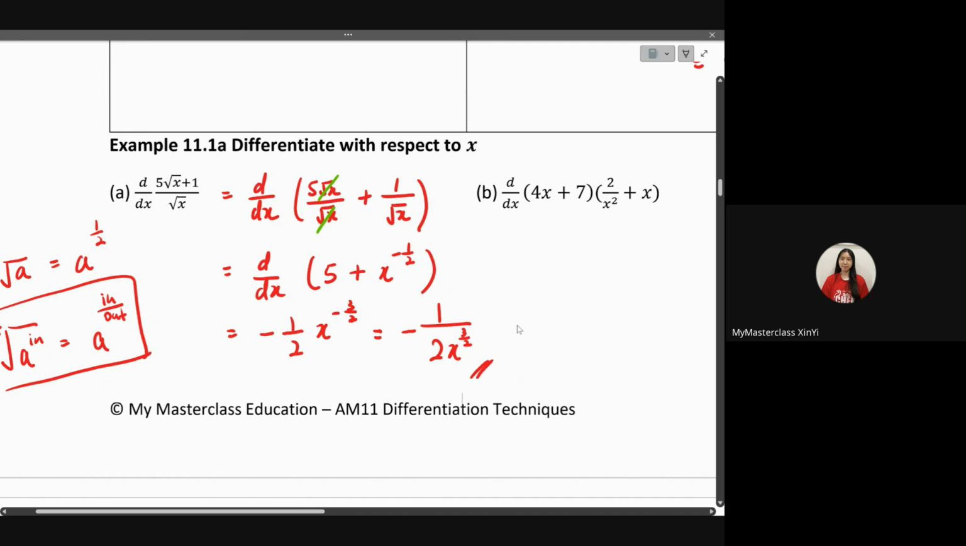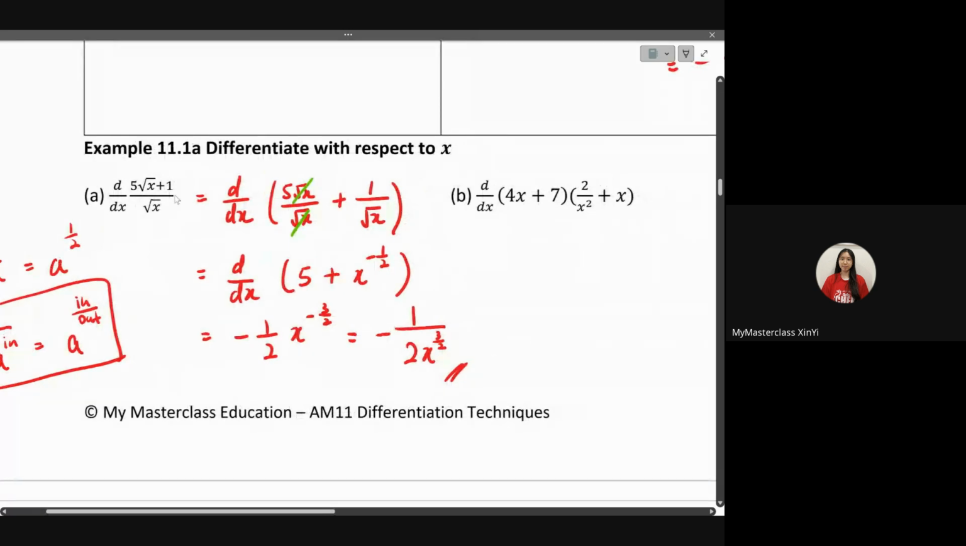Now what are we trying to find? The gradient function. The gradient of the original function. Later on you will know how to use it in the application. D just means differentiation with respect to x. So after you differentiate everything, you don't need to write this. Okay. So here, same thing.